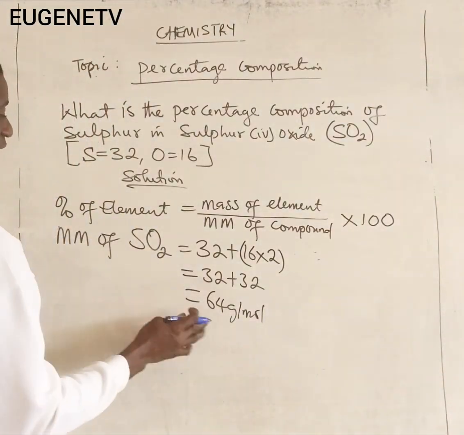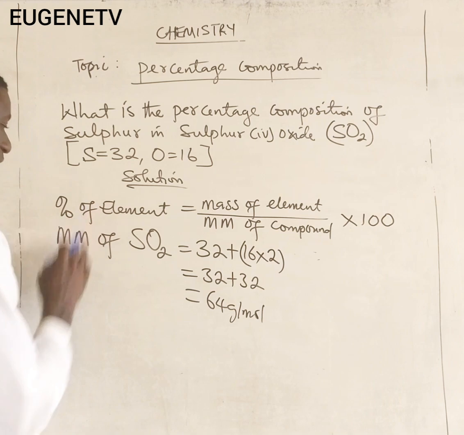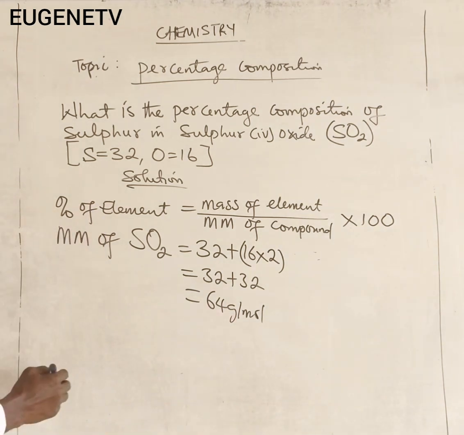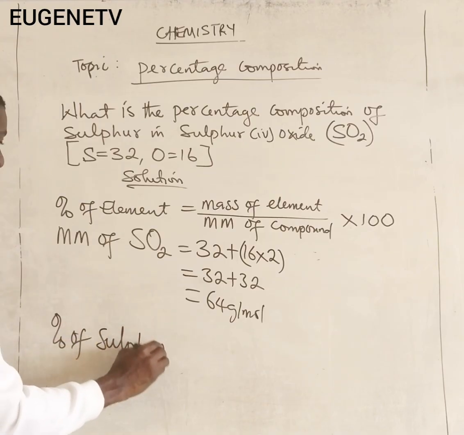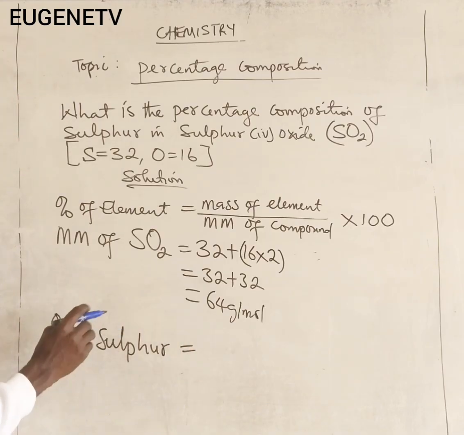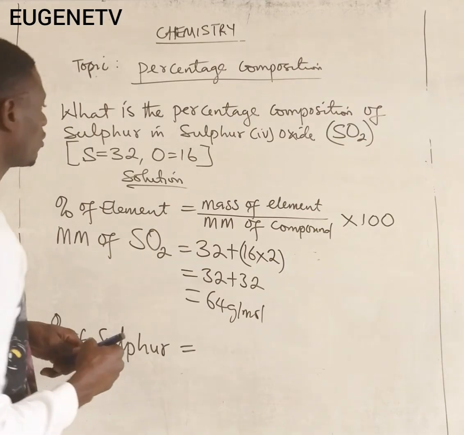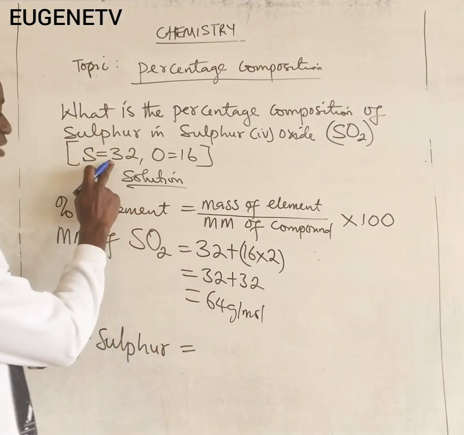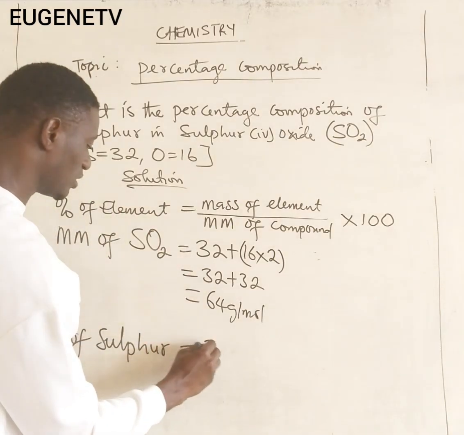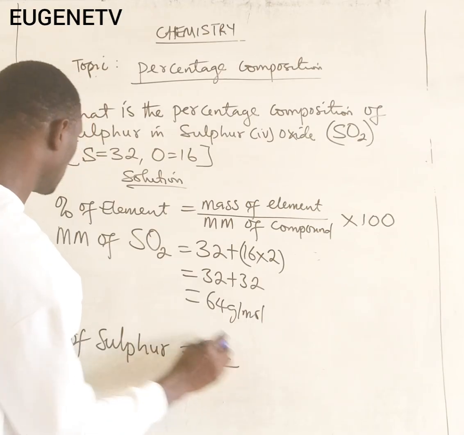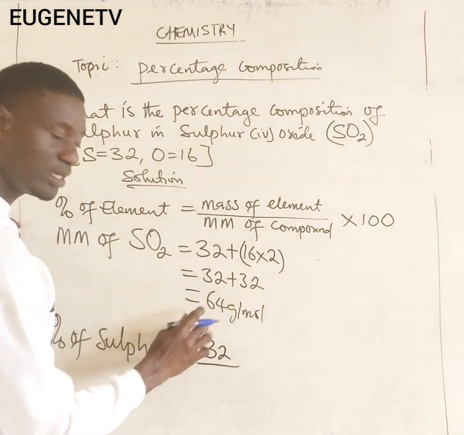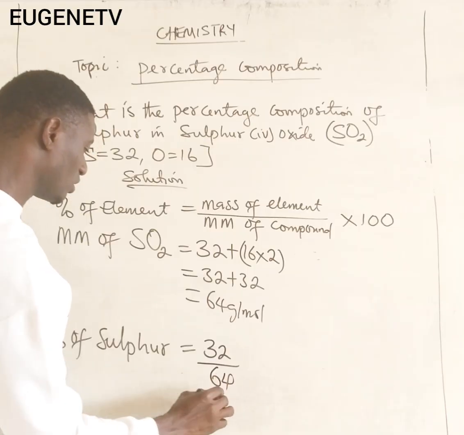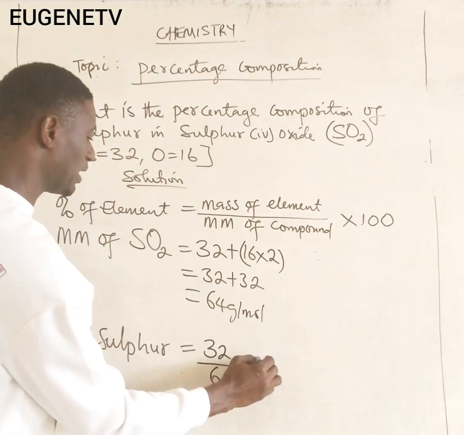Now that we have determined our molar mass, we will apply our expression, which says percentage of sulfur is equal to mass of sulfur. What is the mass of sulfur? The atomic mass given is 32. And then what is the molar mass? The molar mass of SO2, we calculated it to be 64. And we multiply it by 100.